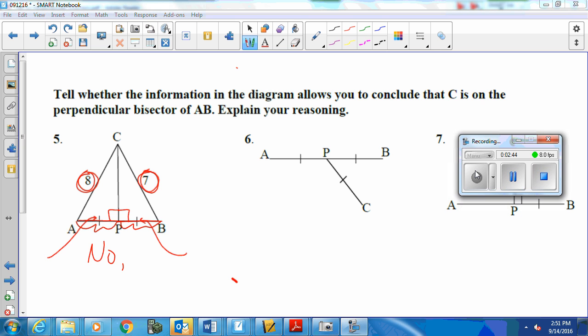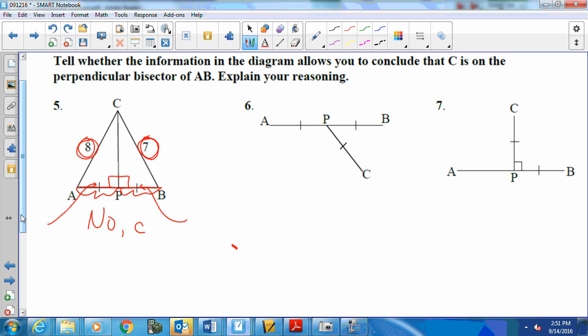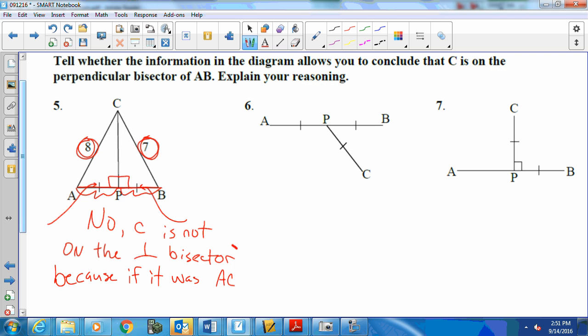Though C is not on the perpendicular bisector, because if it was, segment AC and BC would be congruent. All right? There you go. There's number 5.